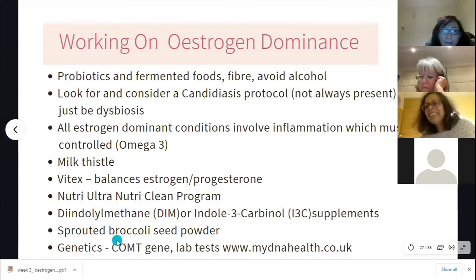Okay. Sort the genetic. Like I said, you don't have to do that first, because look at all the stuff you can do already. But it would be great to check out the comp gene and do genetic testing.